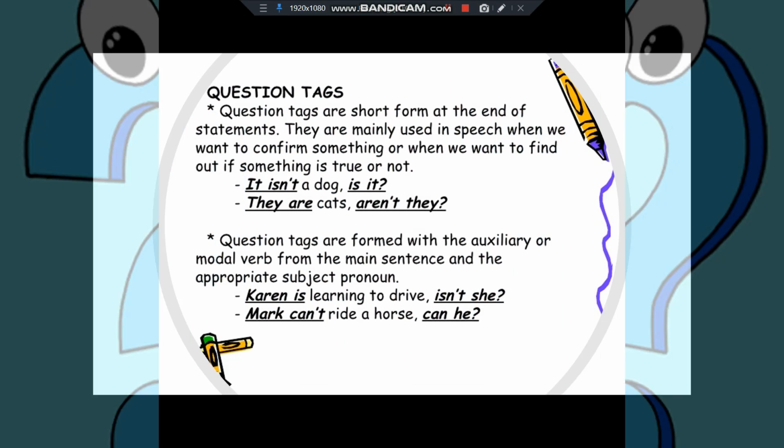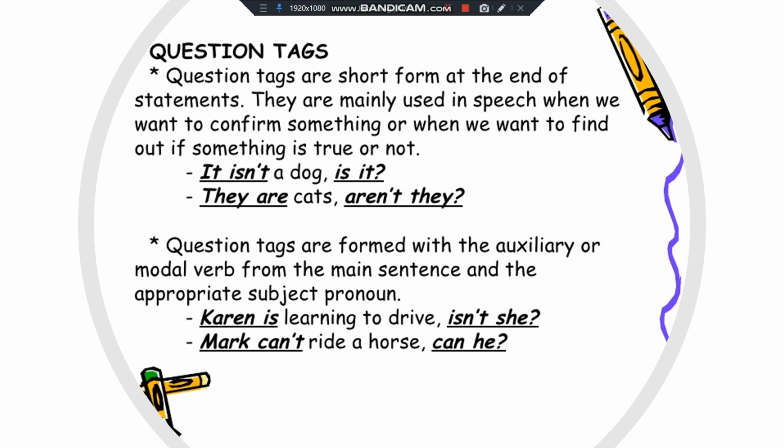In this session, we are going to learn about question tags, unit 14. Can we go ahead? What are these question tags? Question tags are short forms at the end of a statement. They are mainly used in speech when we want to confirm something, when we want to find out if something is true or not, or when we want someone to agree with us.